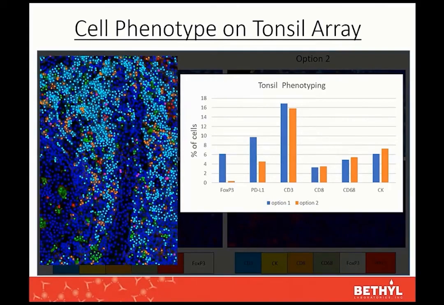However, if we do inForm image analysis, we see that the 2 options for CD3, CD8, CD68, and cytokeratin are the same. Of course, they're in the same actual position. But there is a huge difference between option 1 and option 2 for FOXP3 and actually PD-L1. So you're detecting fewer cells. So the order of these antibodies does impact your eventual image analysis.